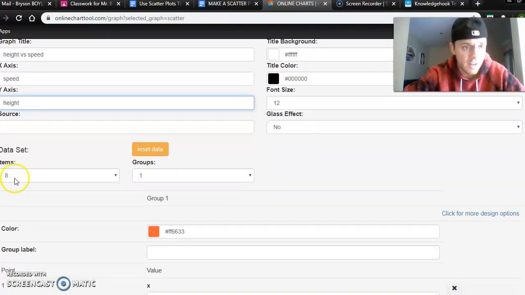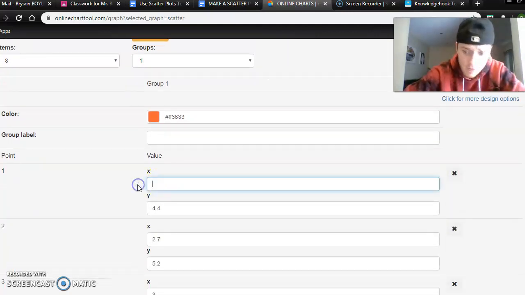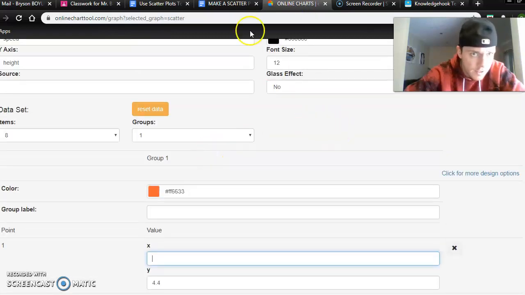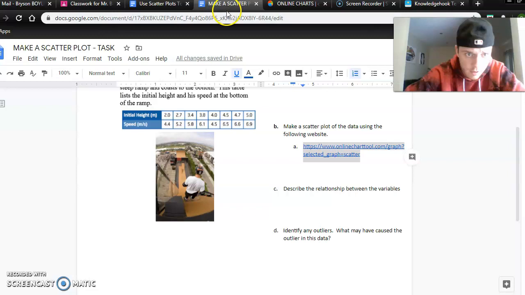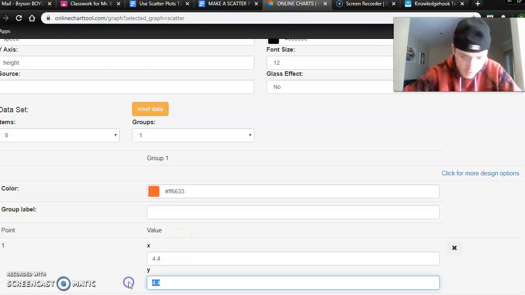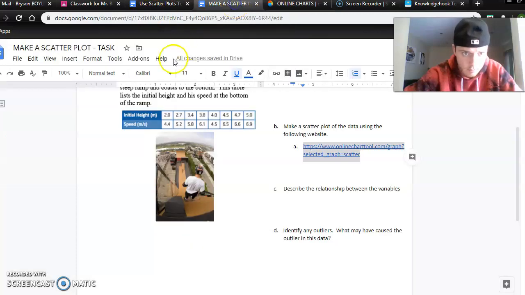All right. You're going to go down to this part where it says data set. Items, you're going to put 8. Groups, you're going to put 1. Then you just got to start filling in the data. So for X, whatever you put as your independent variable, I put speed as my independent variable. So I would look for speed, 4.4. Okay, I'd put that in. 4.4. What does it say the height is when the speed is 4.4? 2. All right, I'll put 2.